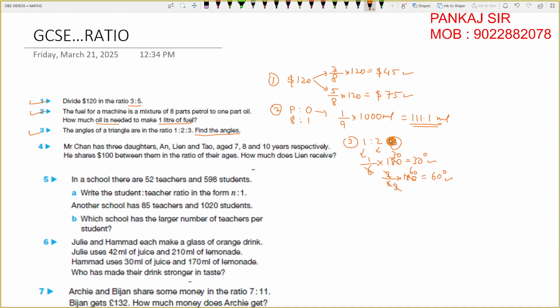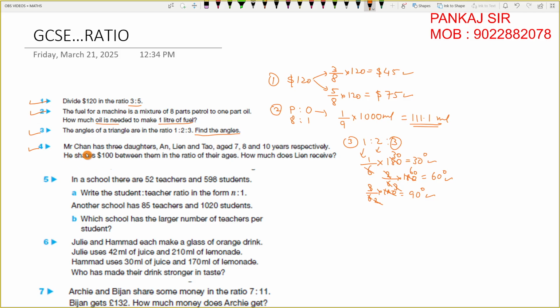The third one will be 3 over 6 times 180, right? 3 over 6 is 1 over 2, and this will work out to 90 degrees. So the three angles needed will be 30 degrees, 60 degrees and 90 degrees. So that's the answer for question number 3. Let us quickly work on question number 4.